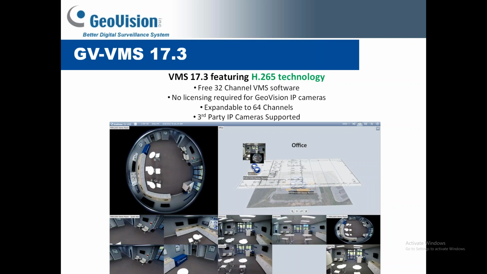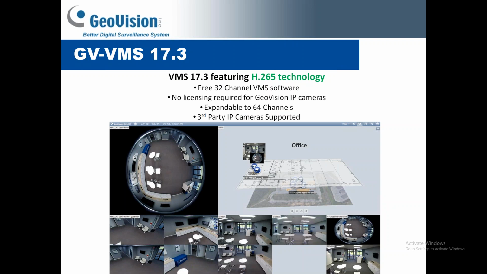Again, talked a little bit earlier about the VMS 17.3. It is free for 32 channels. It will remain that way. If you're using GeoVision cameras, there's no licensing fees required. If you use third-party cameras, there would be a one-time license fee required per camera. That is just a one-time license. There's no recurring yearly charges if you have to buy that license.